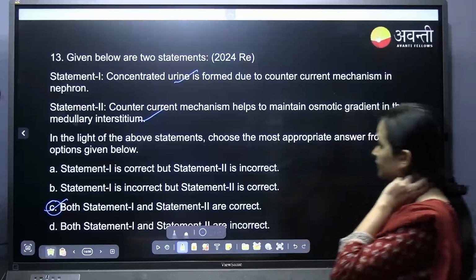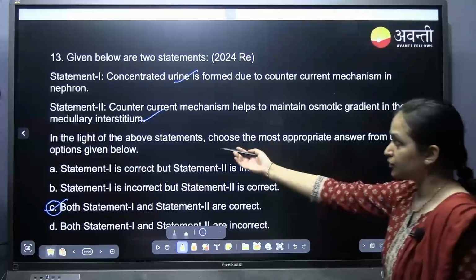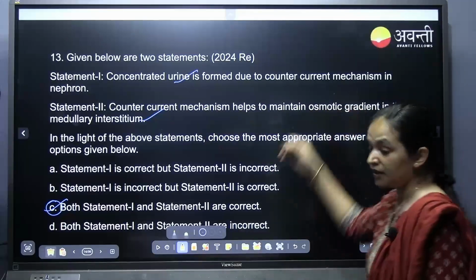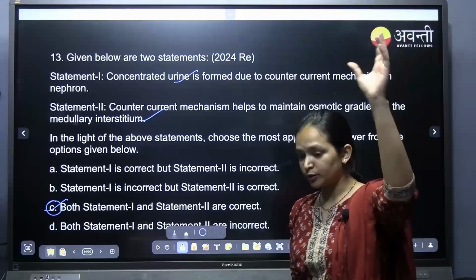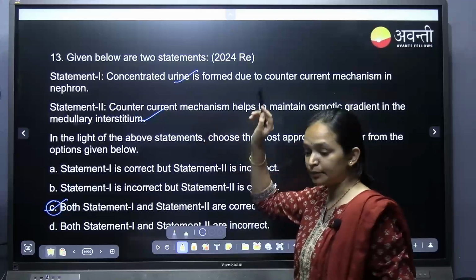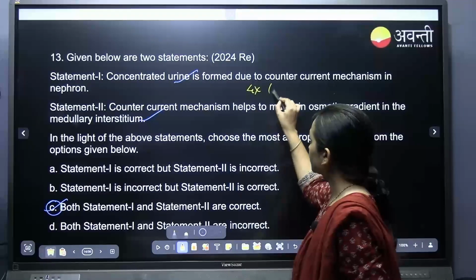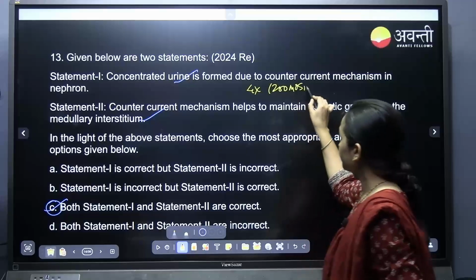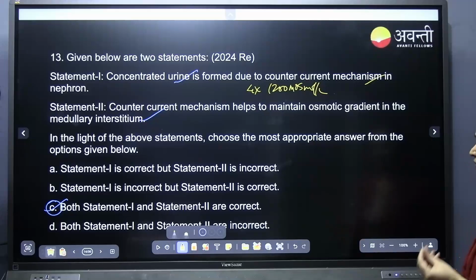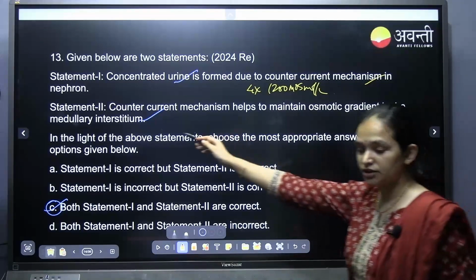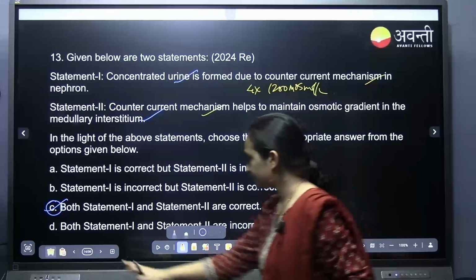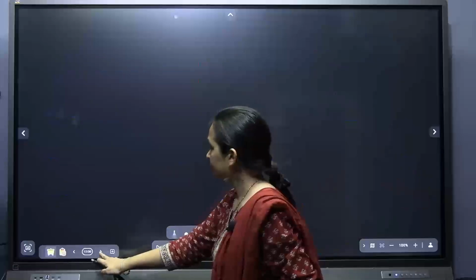Discussing this, right? So again you solve this question statement: concentrated urine is formed due to the countercurrent mechanism. Yes, previously in the cortex it was 300 milliosmol per liter, and deep into the medulla it became around 4x concentrated, that is 1200 milliosmol per liter. So this is correct. Countercurrent mechanism helps in maintaining osmotic gradient in the medullary interstitium. This is also correct. So both statements A and B are correct.